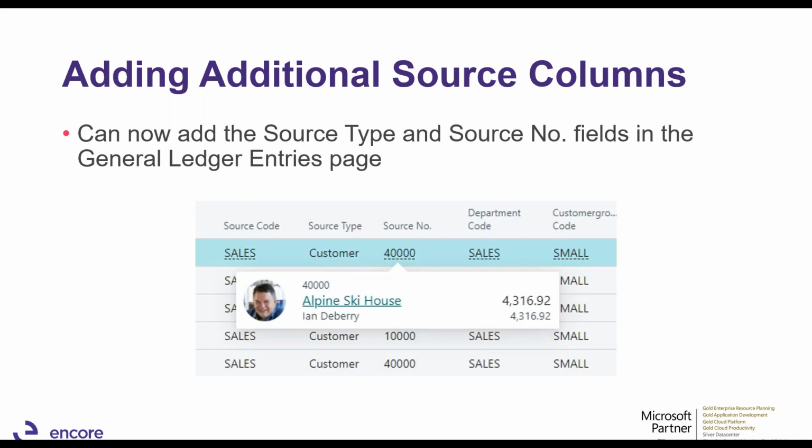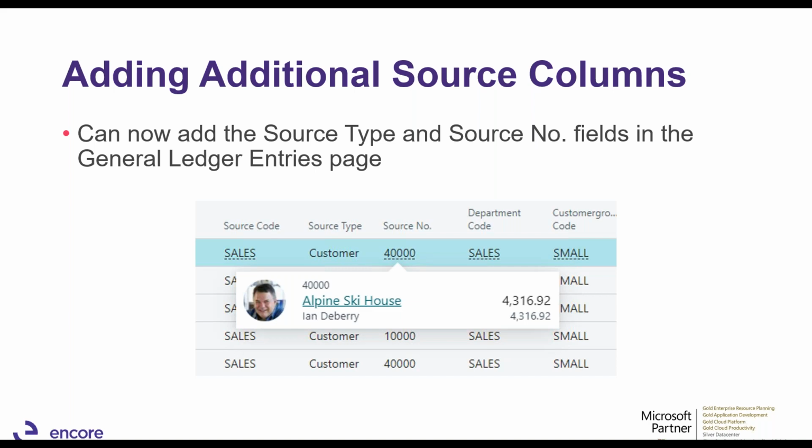Another thing new with this release is adding additional source columns. So in the general ledger entries page, you can personalize your view and add the source type and source number fields as columns on that GL entries page. Encore was actually, we've developed an in-house app that had displayed these already. And one additional thing that our app actually displays is the source name.